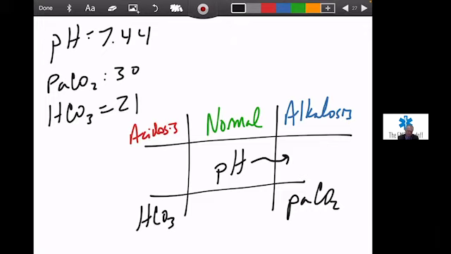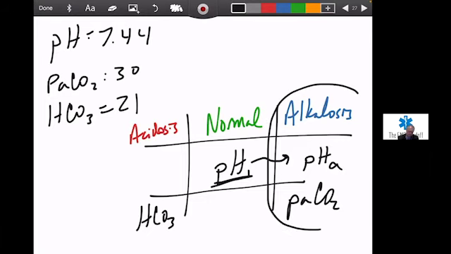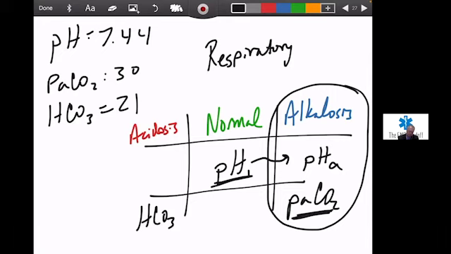So the pH of 7.44 is normal, okay, but leaning toward alkalosis. So I want to cheat, and I'm going to write pH over here. So recalculate the pH as alkalotic because it's leaning that way. Therefore, I still have tic-tac-toe 3 in a row. And because I got 3 in a row, this is associated with my respiratory. I have respiratory alkalosis.